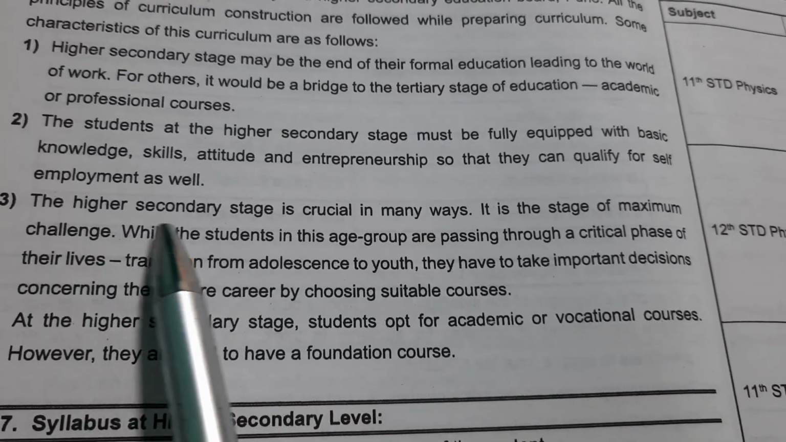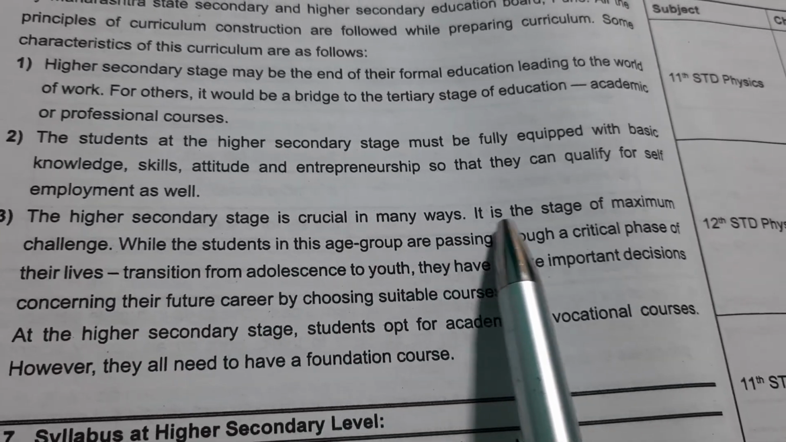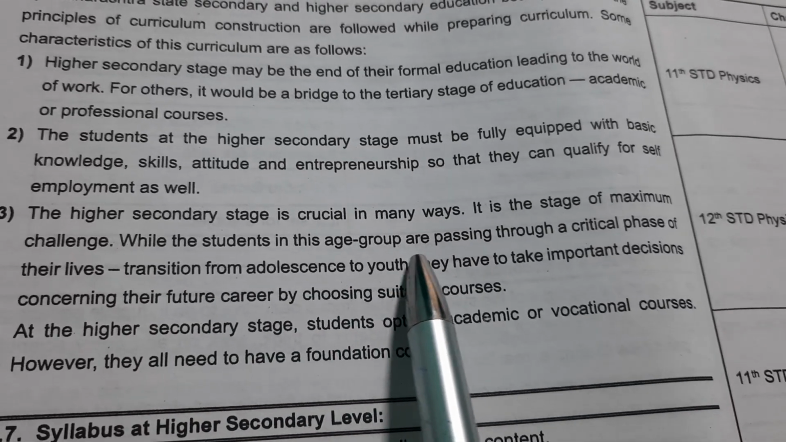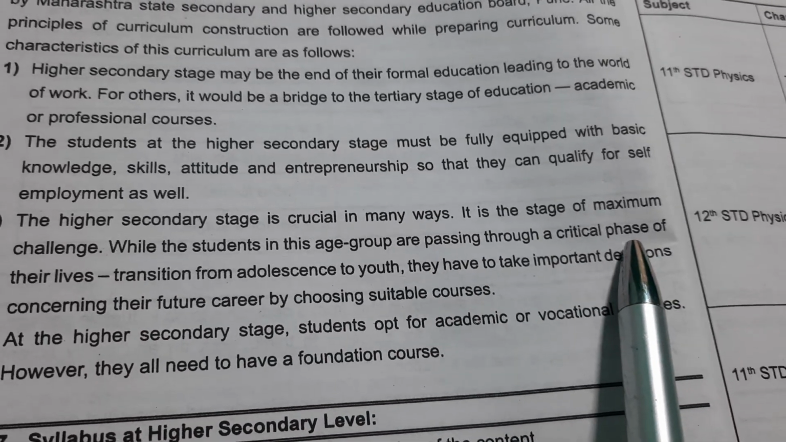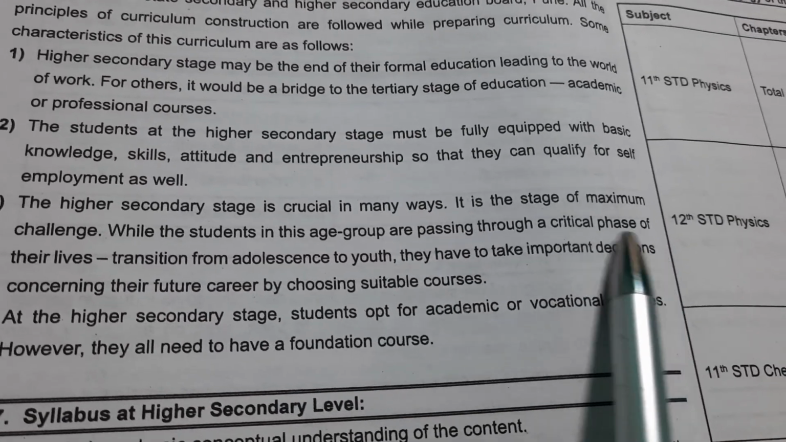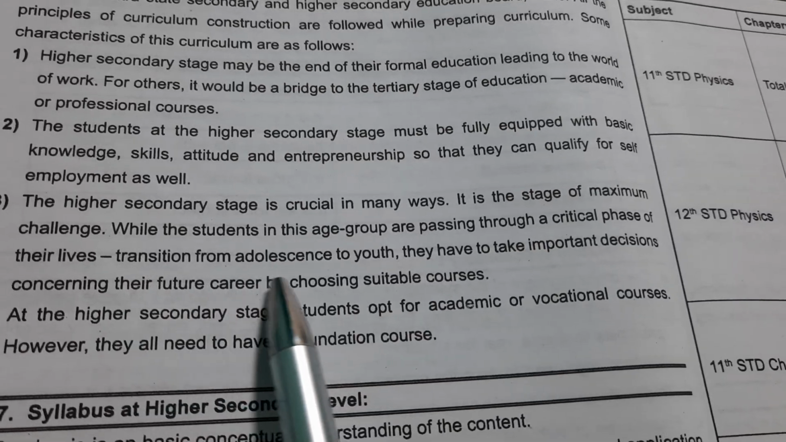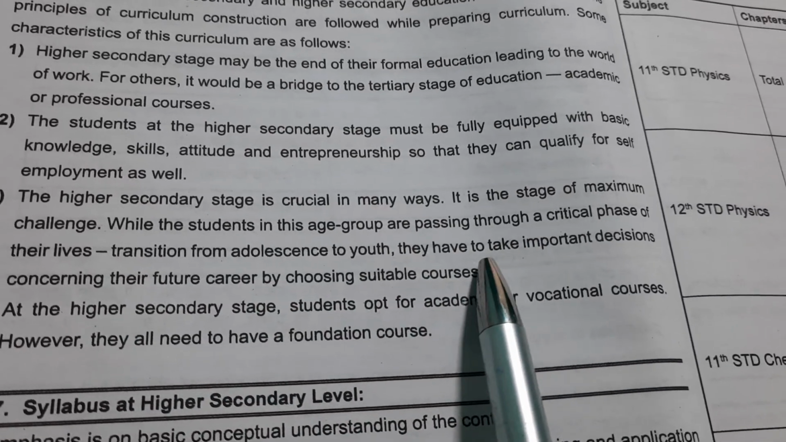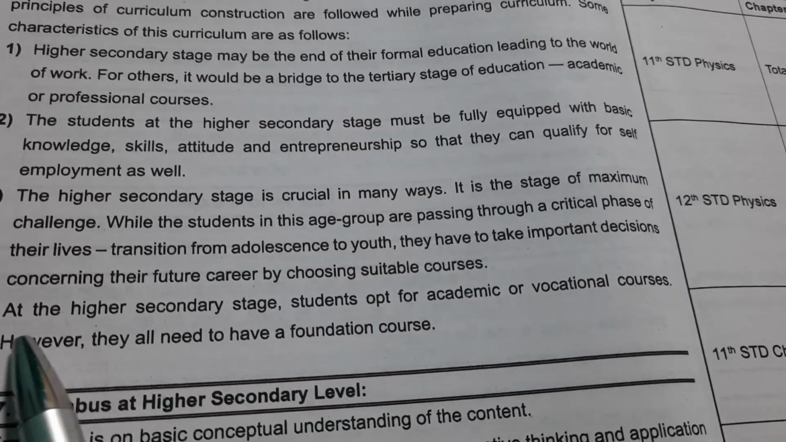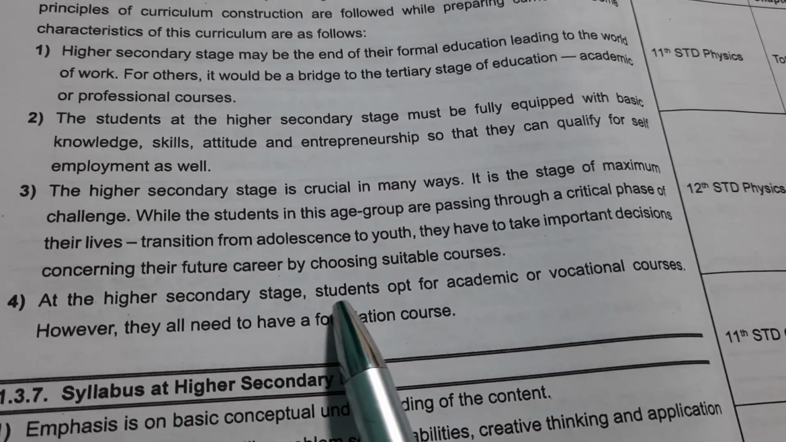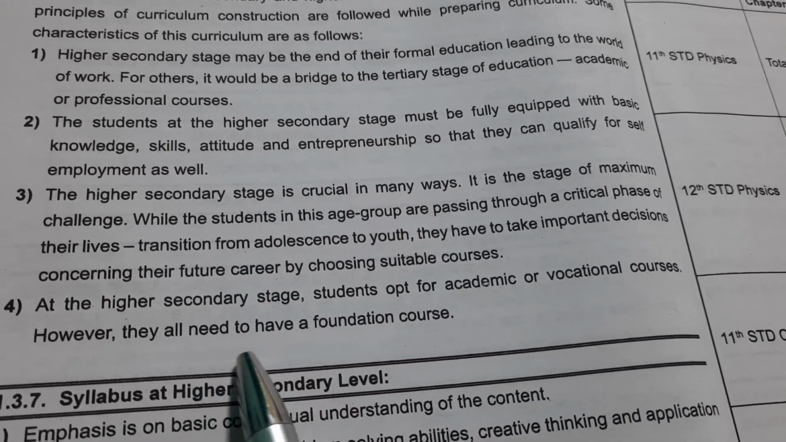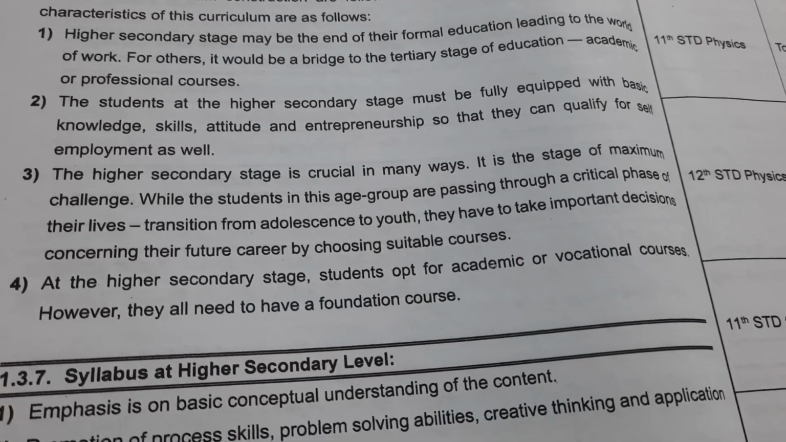Next, the higher secondary stage is crucial in many ways. It is the stage of maximum challenge, while the students in this age group are passing through a critical phase of their life, the transition from adolescent to youth. They have to take important decisions concerning their future career by choosing suitable courses. At the higher secondary stage, students opt for academic or vocational courses. However, they all need to have a foundation course.